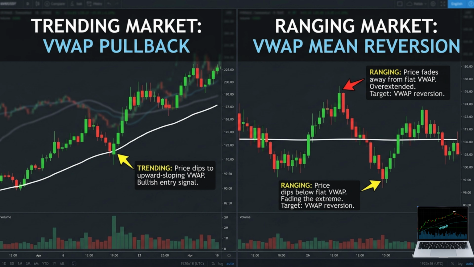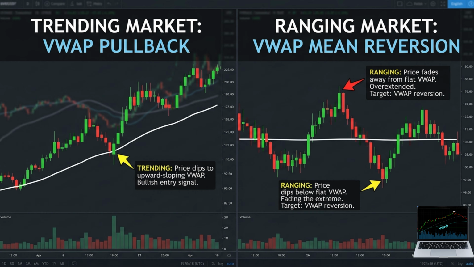Volume validation: pullbacks toward the VWAP should occur on declining volume. This indicates that the selling is just profit-taking, not a trend reversal. When the price bounces off VWAP, volume should spike again. 2. High probability trending setups.